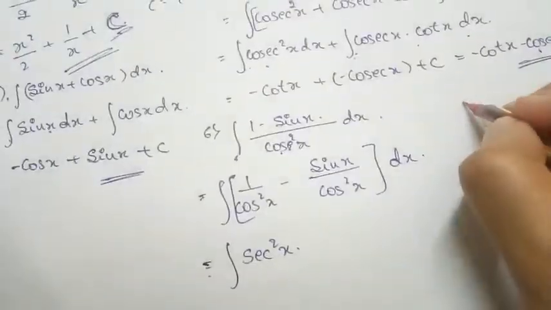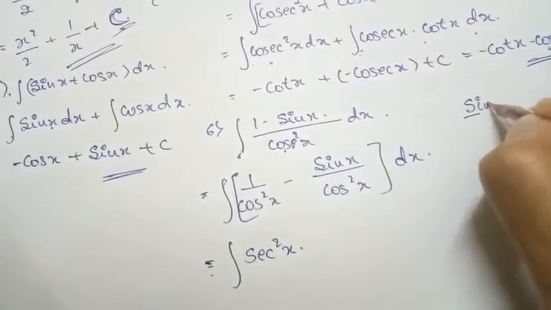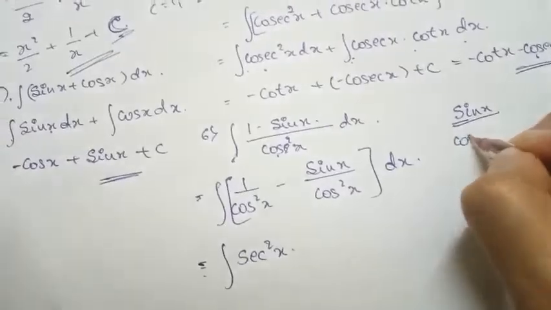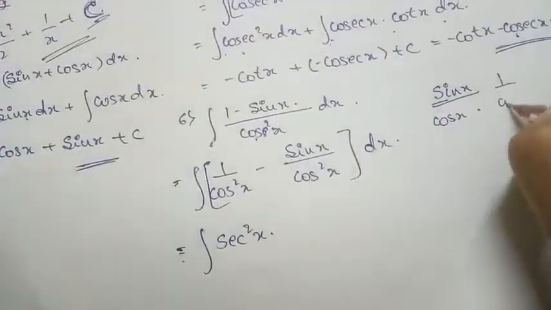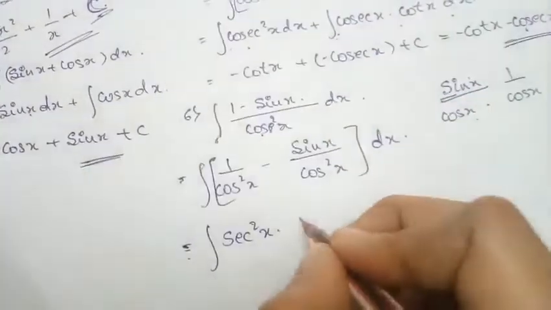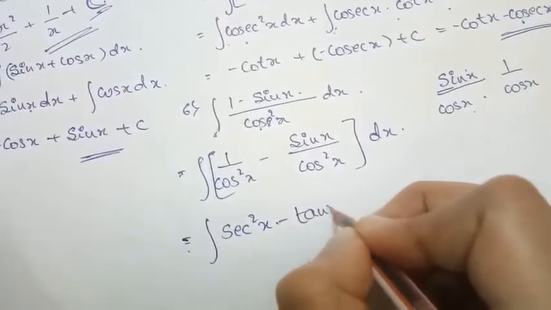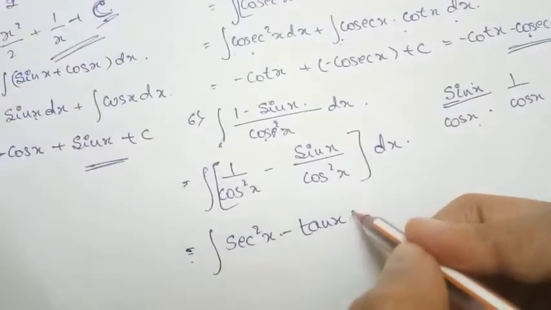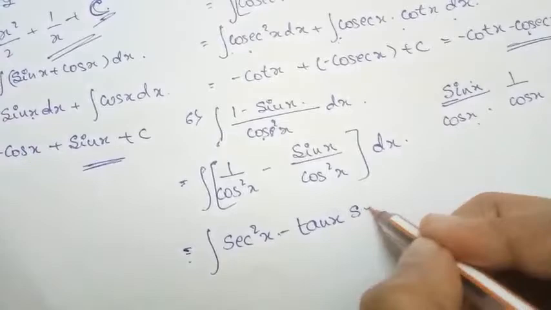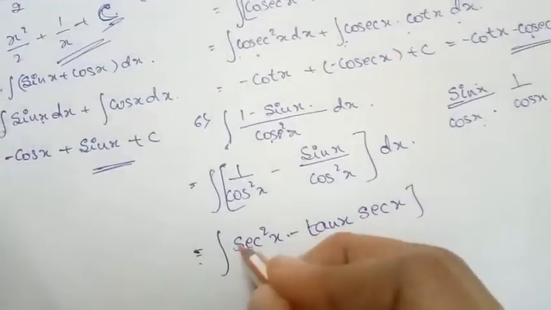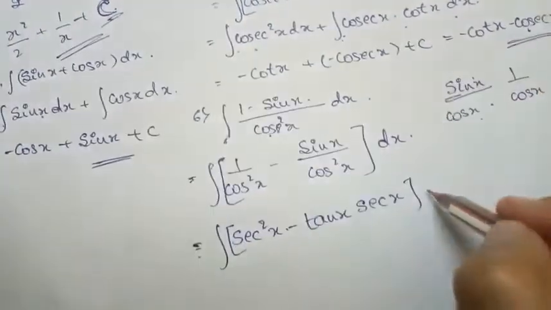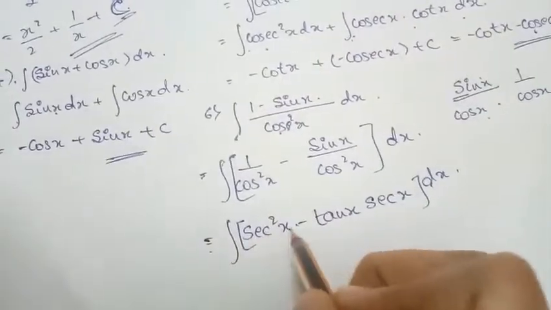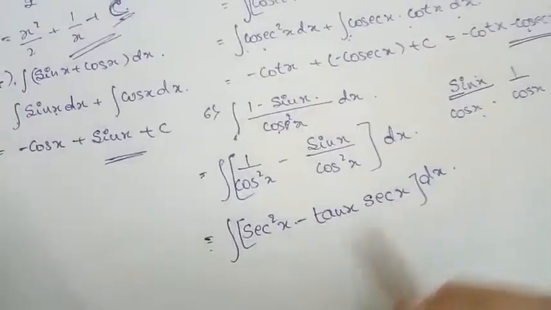Here sin by cos square becomes sin x divided by cos x into 1 by cos x. Sin by cos is nothing but tan x. 1 by cos is nothing but secant x. So the simplification of this one is nothing but secant square x minus tan x into secant x.